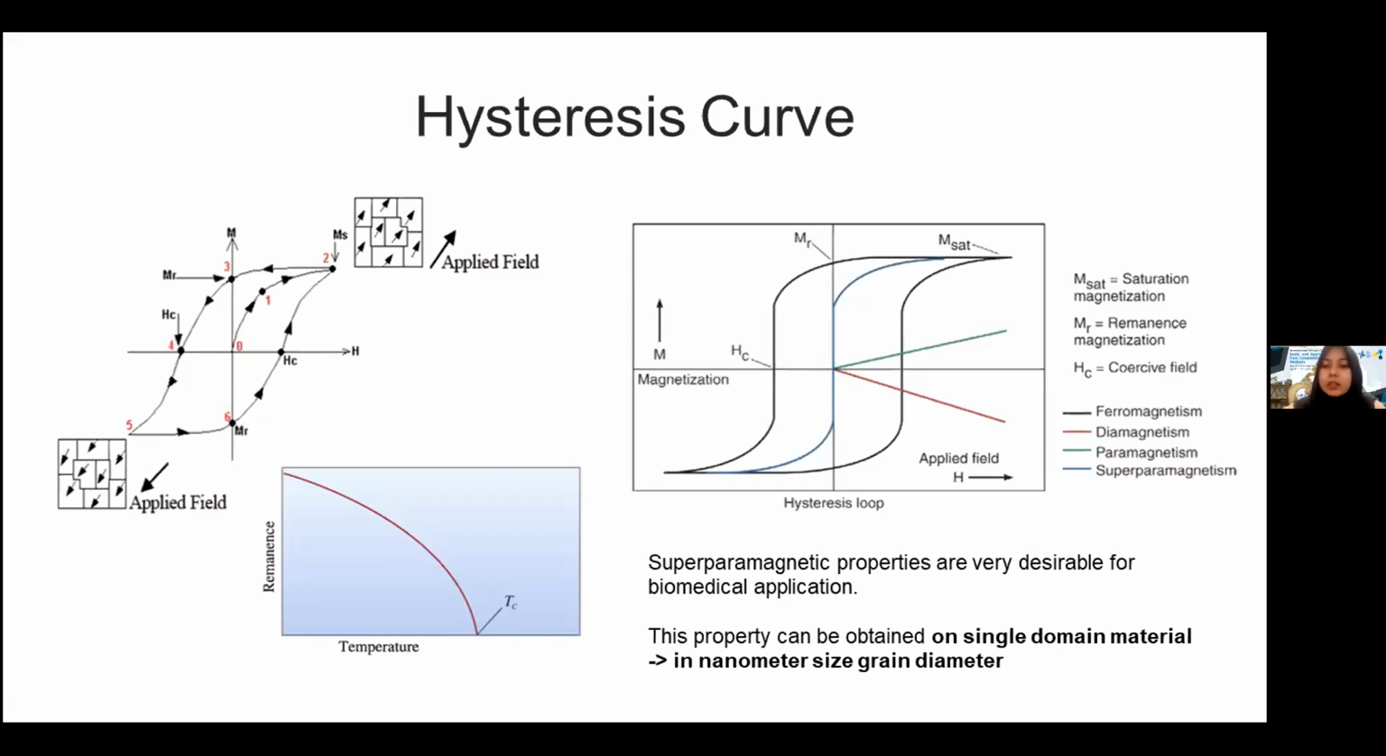switched. So superparamagnetic properties are very desirable for biomedical applications because we don't want the magnetization of a material inside our body to remain when the external magnetic field is removed. And this property can be obtained in single domain material and can be reached at nanometer size grain diameter.